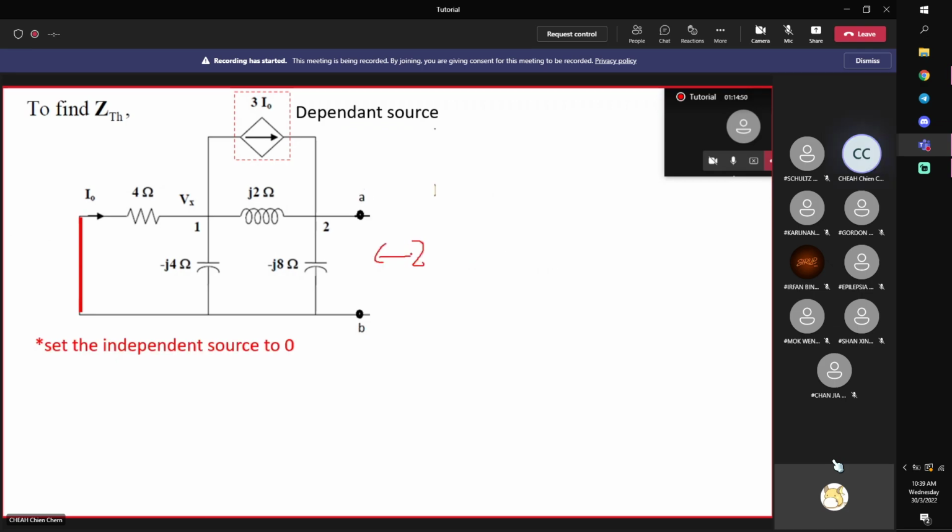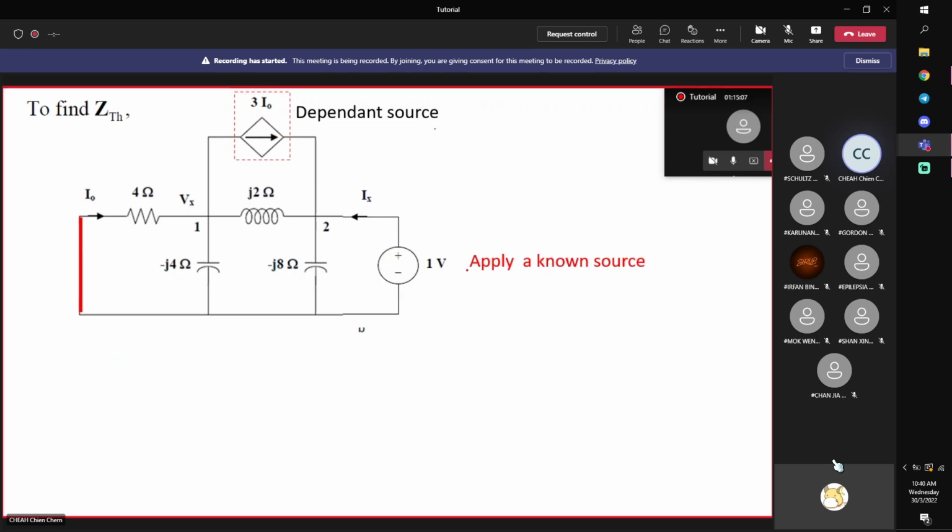Look into this terminal, I want to get my equivalent impedance, but I have this dependent source here. I can't use series parallel to simplify because of this guy, right? If there's no such thing here, just use series parallel, you can simplify it. But there's this guy here, so I have no choice but to apply a known potential difference, and then I see how much current can flow. From there, I can therefore get my impedance, which is voltage divided by current. Voltage is 1, so 1 divided by current.